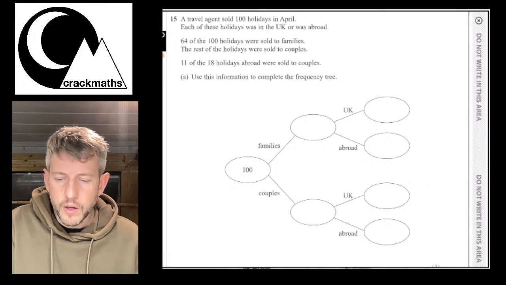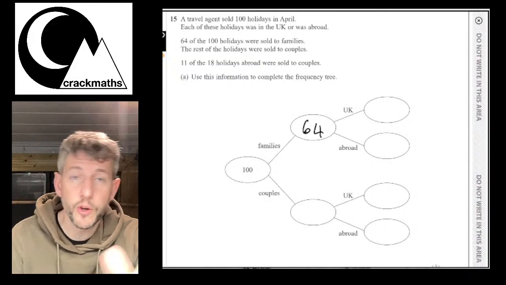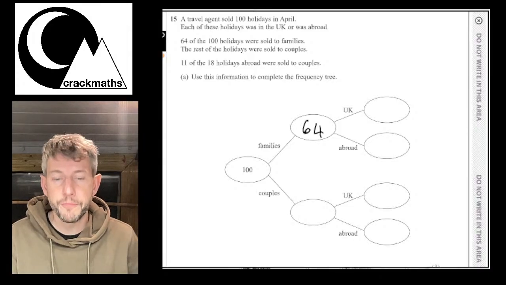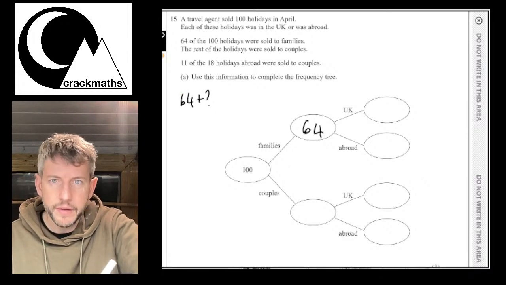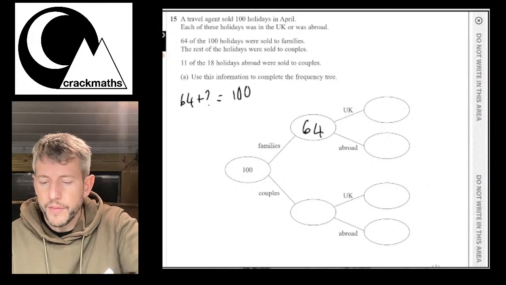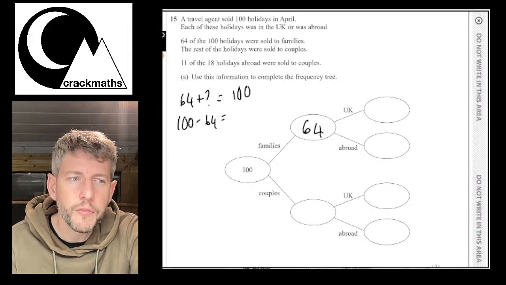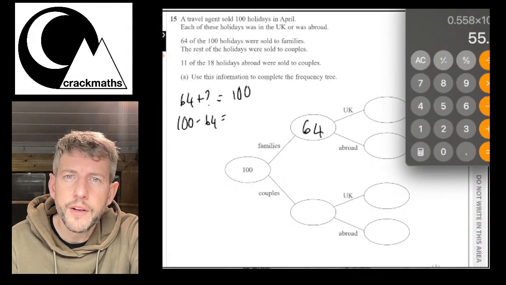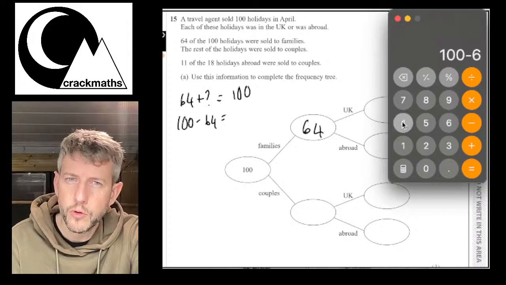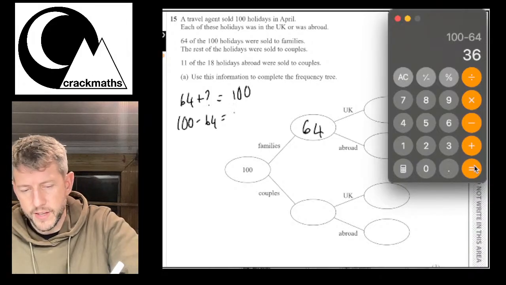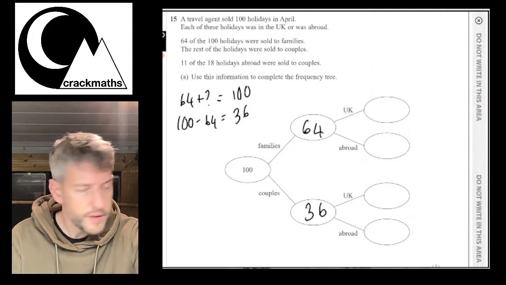Okay, so 64 of the holidays were sold to families. If 64 has gone there, then in this bit I've got to put the number that adds to 64 to get to 100. Remember, if 64 plus something equals 100, then 100 take away the 64 will equal that something. So 100 take away 64 is 36. So we've got 36 couples. Right, next bit.